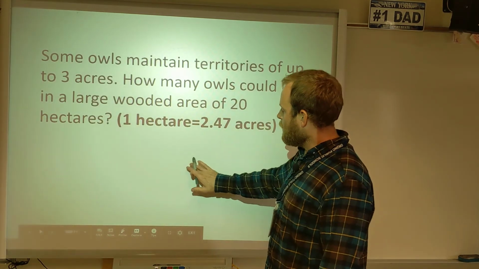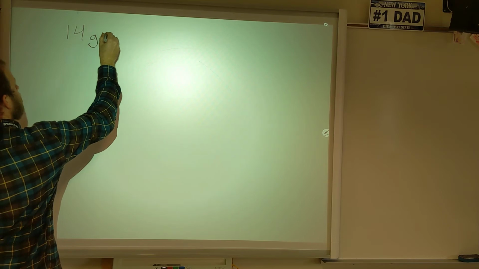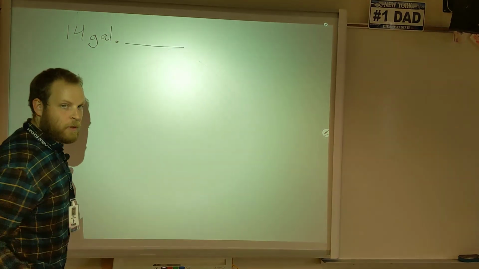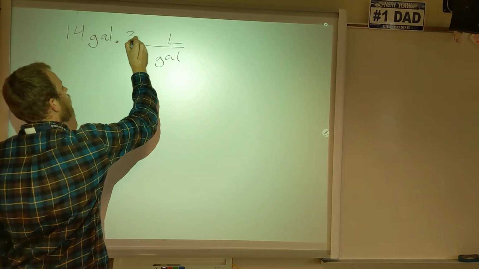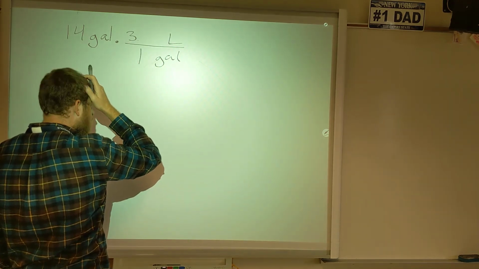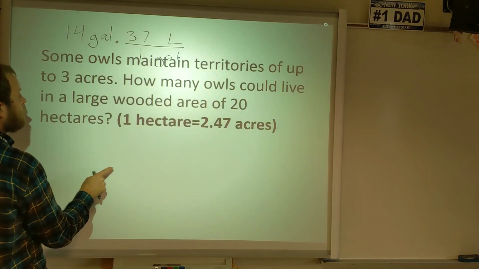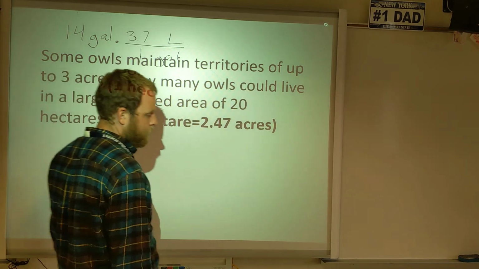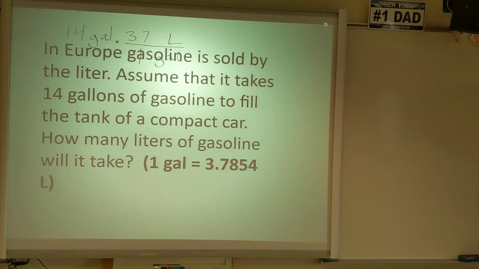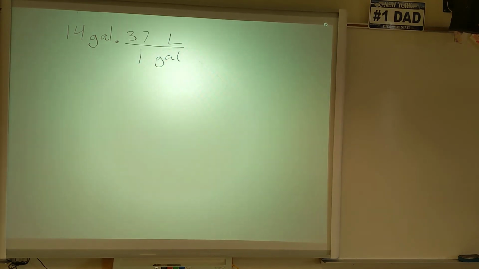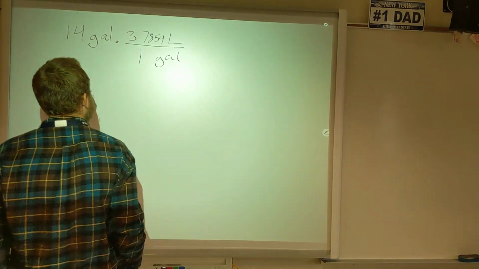Okay, so we need to work that problem. It said 14 gallons. So I have 14 gal, dot, line, the dot's a multiplication symbol, in case you don't know that. And then I go from gallons to liters, and it said that 1 gallon is 3.7854. I don't remember what it was, so I go check. And so I want liters.